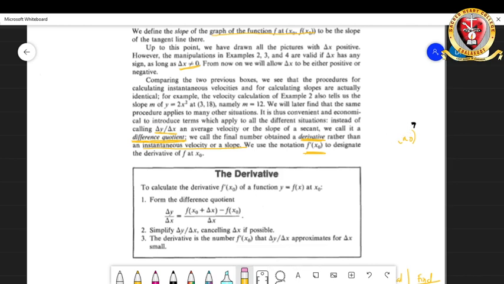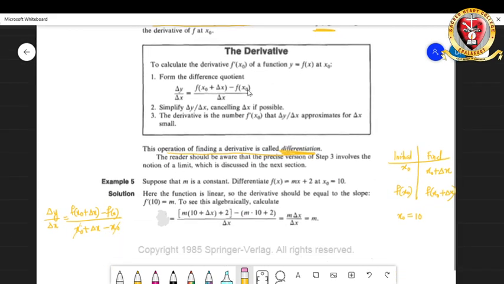So we can define the derivative in the same manner as we defined the instantaneous velocity, slope, etc. To calculate the derivative f dash of x naught of a function y is equal to f of x at x naught, first form the difference quotient. The difference quotient is nothing but delta y by delta x, which is equal to f of x naught plus delta x minus f of x naught, divided by delta x. In the second step, we have to simplify this term, cancelling out all the delta x wherever possible in the numerator and denominator.